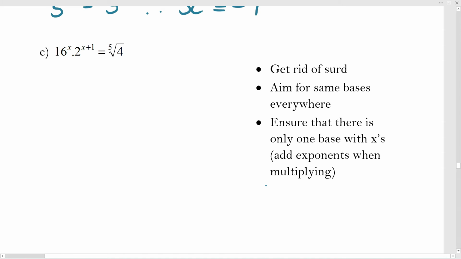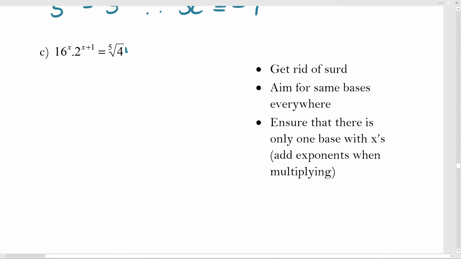And here's a good example. Okay, big mess. Let's look at some tips on the side here. The surd is not going to help us. So in previous examples where there were surds, we actually left them in surd form. And again, I'm going to say, well, what happens if I change this into 4 to the power of 1 over 5? Well, then I've got 4 to the something, and then I've got 2 to the something and 16 to the something, which sounds really good because they're all going to end up with base 2. So that'll definitely work.